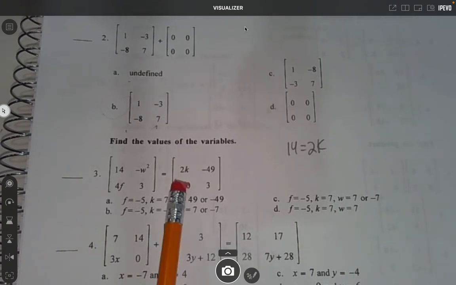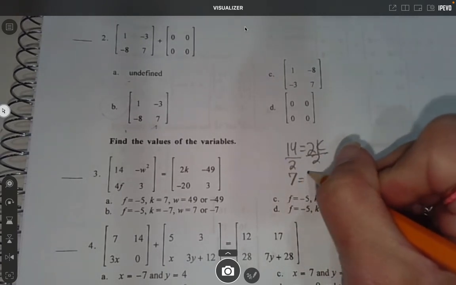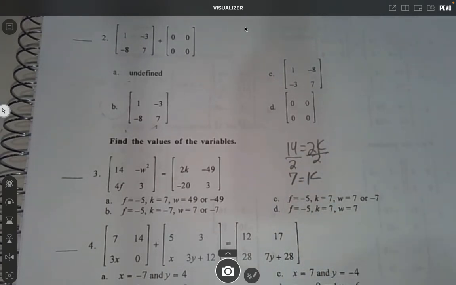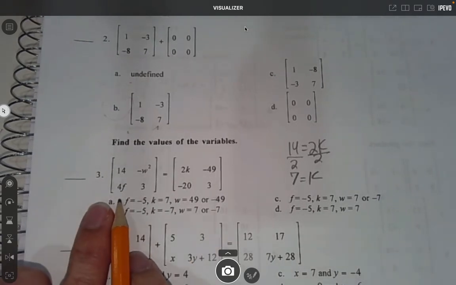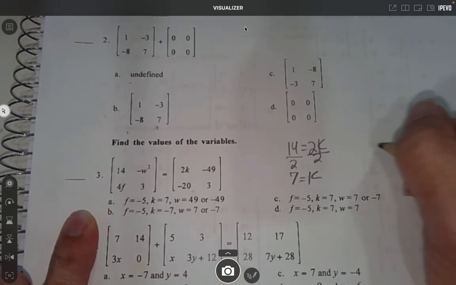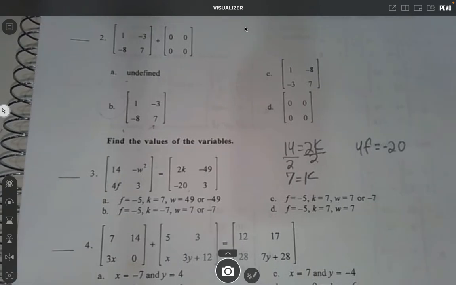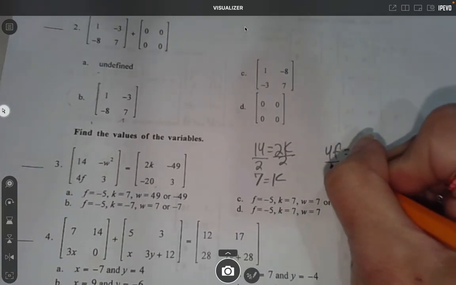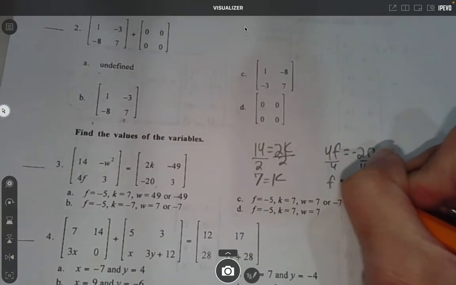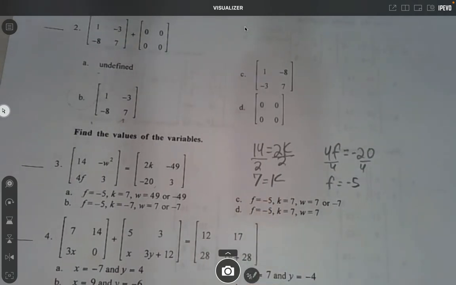So if I put 14 equals 2K, how do I solve for K? Divide by 2. And so K is 7. All right, then let's keep going. I would go on to the F. Okay, which one goes with 4F? -20. So 4F equals -20. Then what do you do? Divide by 4. And F is -5. So we have a 7 and we have a -5.